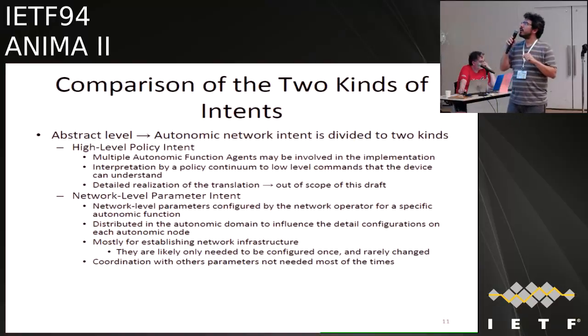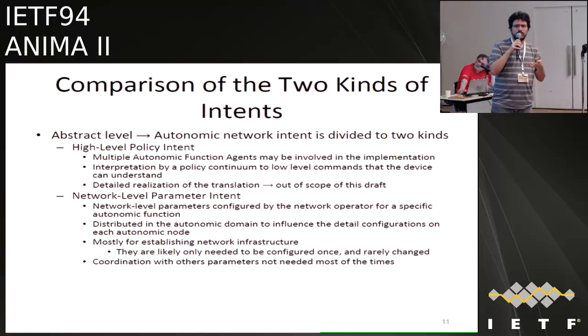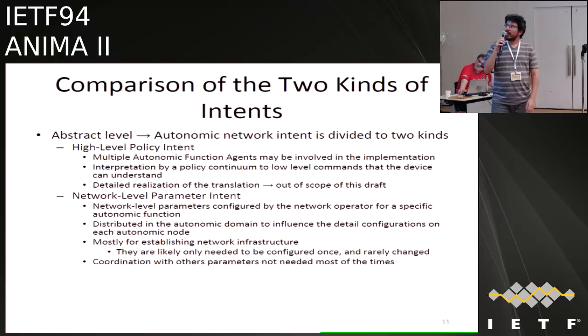So comparing these two kinds of intents, the high-level policy intent and the network-level parameter intent, the first one can have, for example, multiple autonomic function agents related to this intent. Probably it will be necessary to have some interpretation by a policy continuum interpreter in order to have this high-level policy information translated to lower-level device commands. And also the way that this translation should be done is out of the scope of this charter.